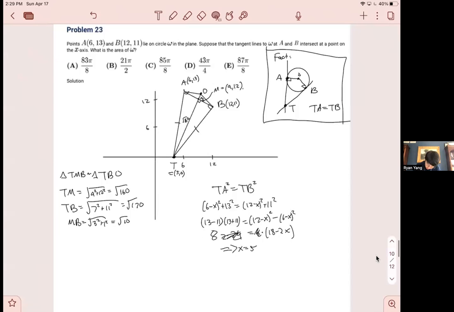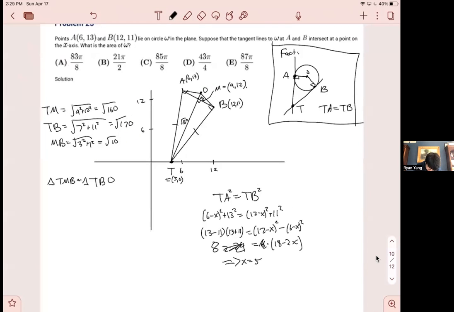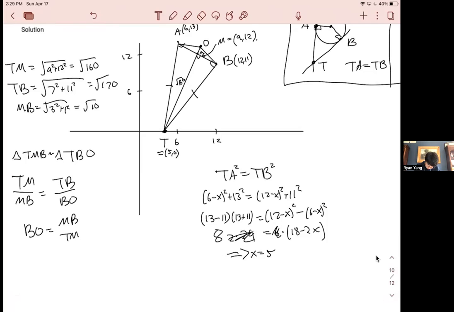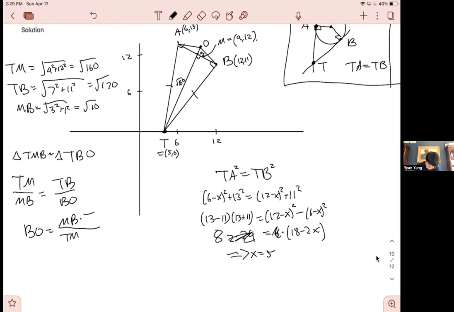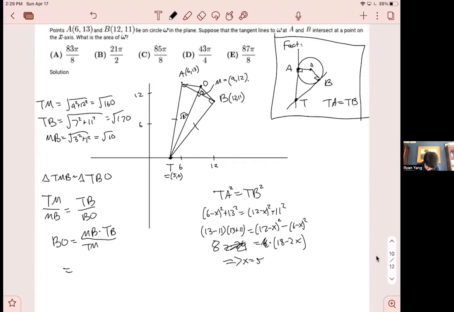And so using the similarity condition, we have that TM to MB is equal to TB to BO. So BO is then equal to MB over TM times TB, through cross multiplying and then dividing, which equals root 10 times root 170 over root 160. We can cancel that.